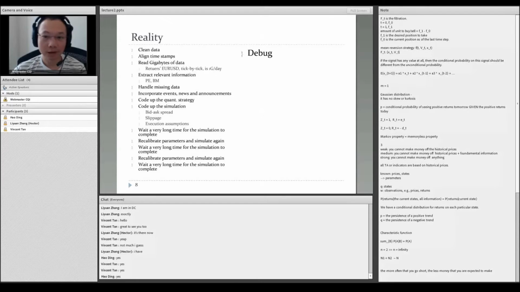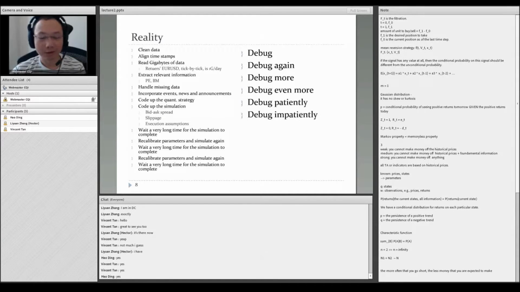So these are all right, but what complicates the problem is really the bugs in your simulation strategies, in your strategy code. When you do this simulation, when you do this recalibration, often you find bugs in your software. Okay, you find bugs in your strategy code. So you debug it, and then when you debug it, you find more bugs. So you debug it again, and you debug it more, and you debug it even more. So you need to be patient, but then your patience runs out. Okay, and you become very frustrated, and you become very angry.